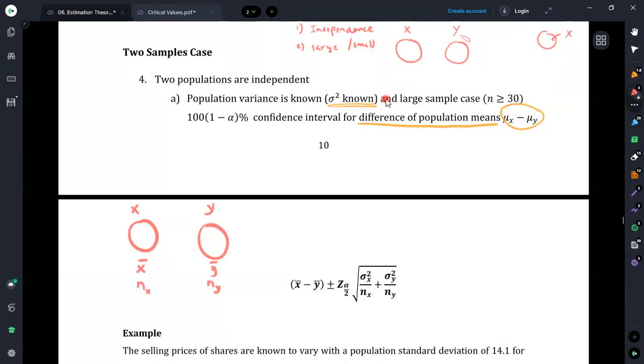Since we know the population variances of the original populations, we can take those as sigma squared x for population x and sigma squared y for population y. These values are obtained from the population, and x bar, y bar, nx, ny are obtained from the sample data. Then using this equation, we can simply construct the 100(1 minus alpha) percent confidence interval for the difference of the population means, mu x minus mu y.